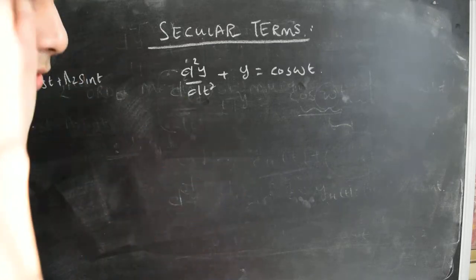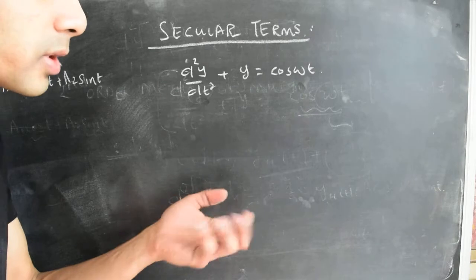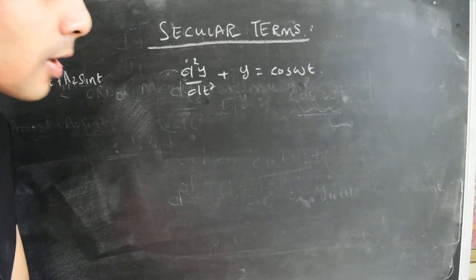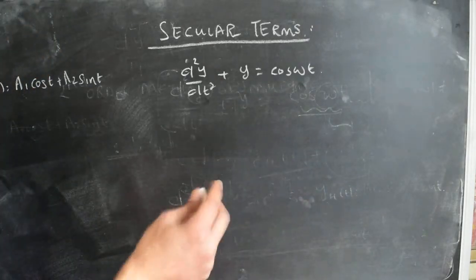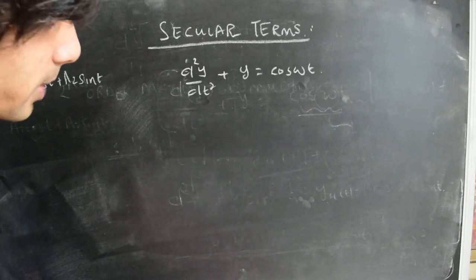But in this case, let's solve for this equation using the method of variation of parameters, first for the case when omega is not equal to 1. And we'll see why it's important, why these two cases have to be dealt with separately.